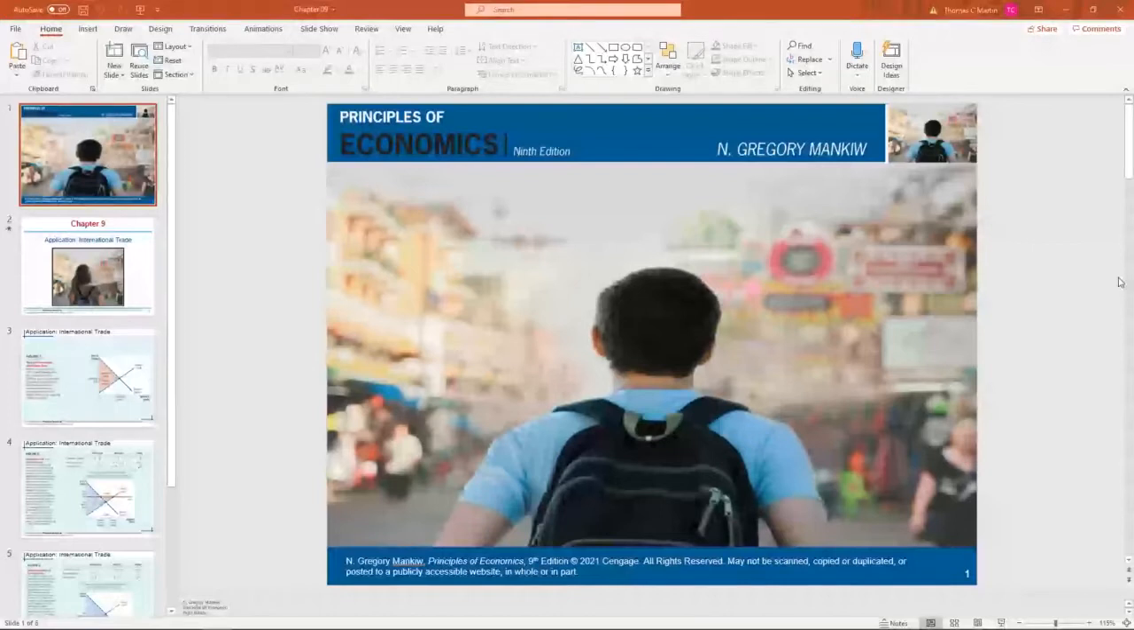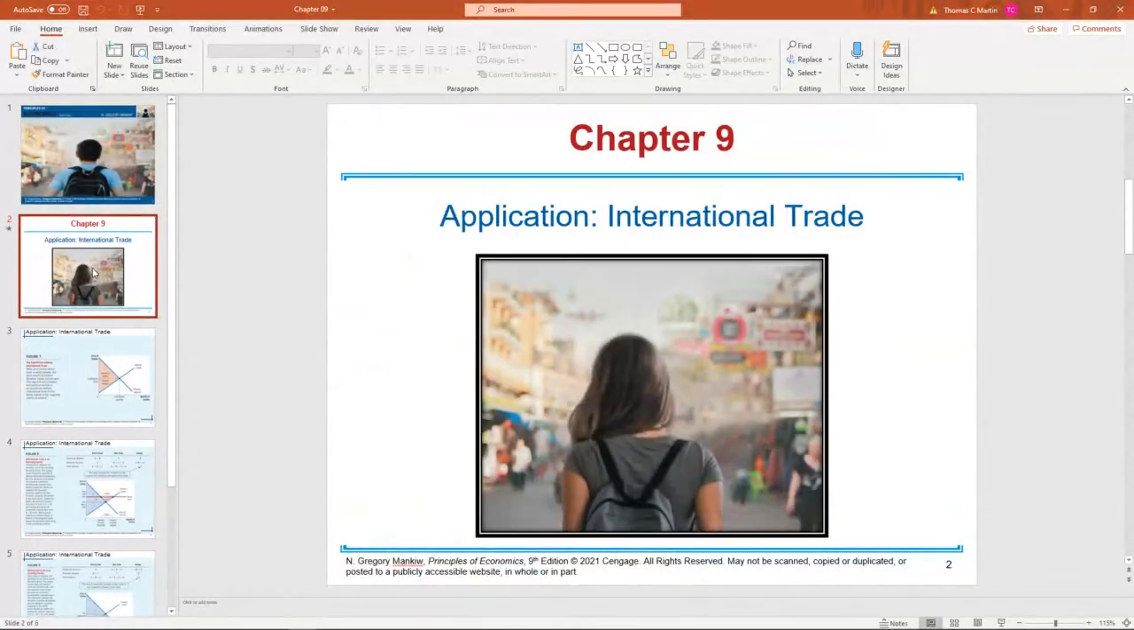Okay, today we're going to be looking at chapter 9. I'm going to share a page with you. Just like we saw with chapter 7, we're looking at, let's see, producer and consumer surplus.